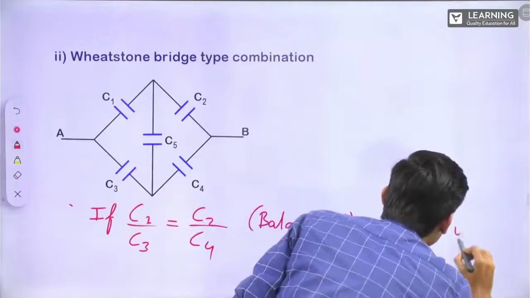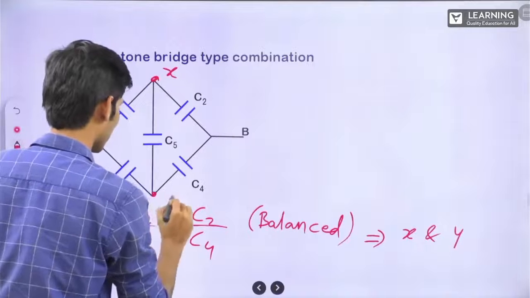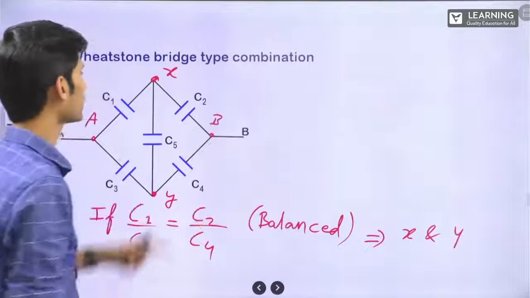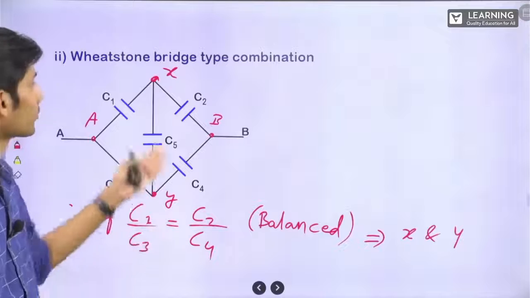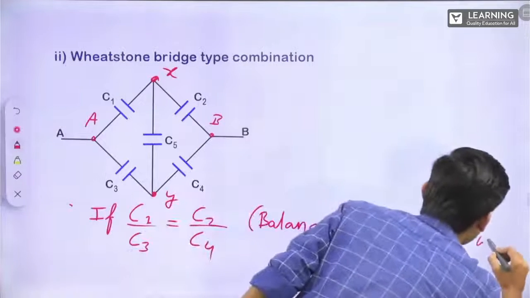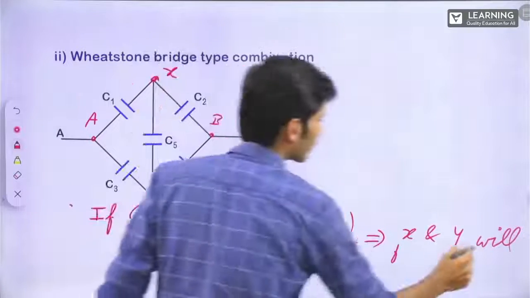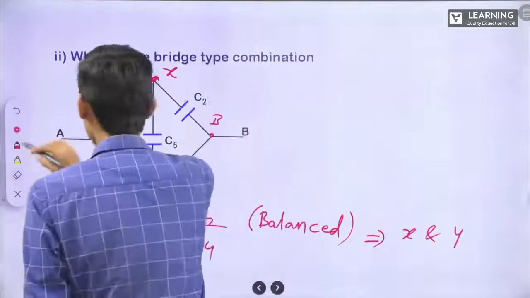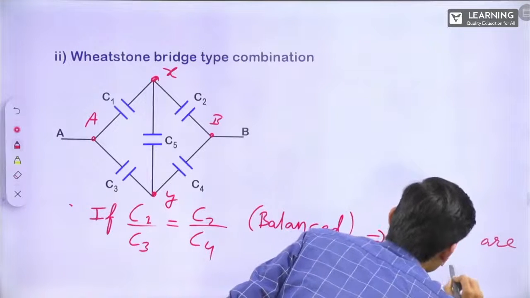Let's say this point is X, this point is Y. Here this is A, this is B. There will be a potential drop here, we don't know how much. Here also there will be a potential drop, we don't know how much. I consider this point as X, this point as Y. X and Y are at the same potential, because it is balanced.